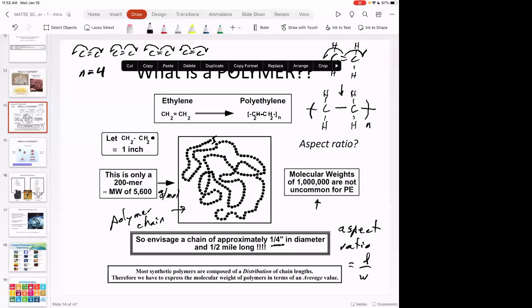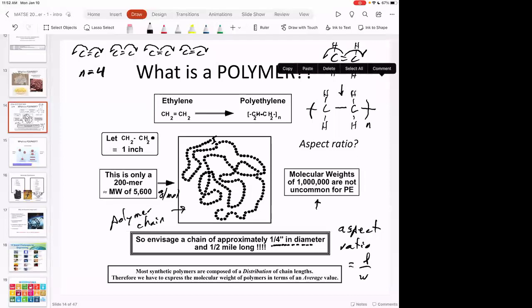So if we scale up this polymer, we say this molecule is 1/4 inch in diameter, or its width scales to 1/4 inch, then the length would be 1/2 mile long. And so the aspect ratio of most polymer chains is longer than threads. You know, you could take a thread maybe from here to the hub, and that's about the aspect ratio of a polymer chain. Because molecules are very small, right?